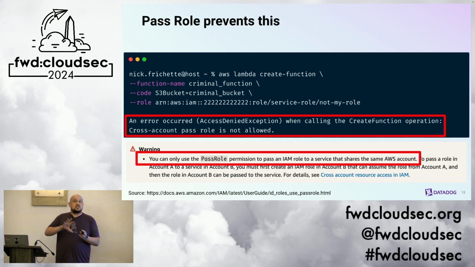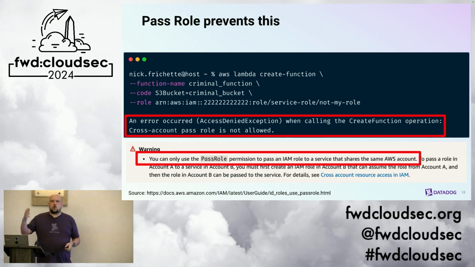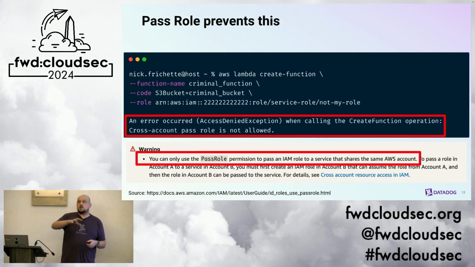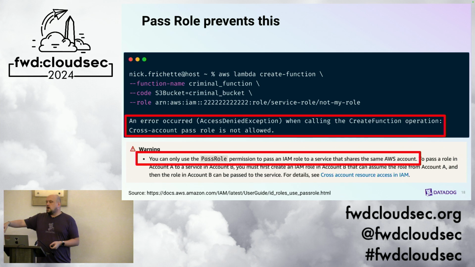To be clear, this is different than having pass role permission. Even if you have administrator access, star privileges, you can't just pass a role to somebody else's account. One of the core tenets of pass role is that it can only be done in the same AWS account. And this is a good thing, right? The last thing we would want is for an adversary to be able to arbitrarily choose a role in somebody else's AWS account and abuse a pre-existing trust relationship to some service to assume that role.